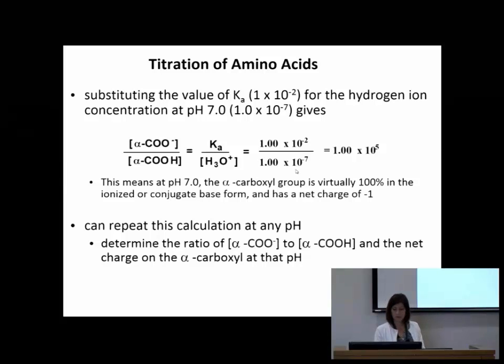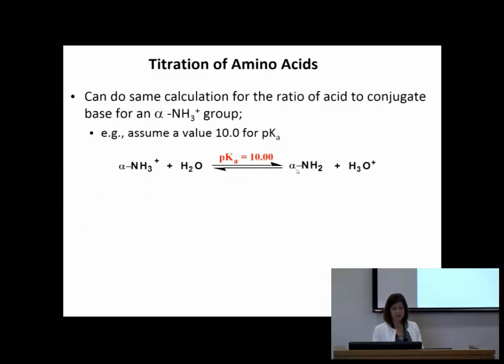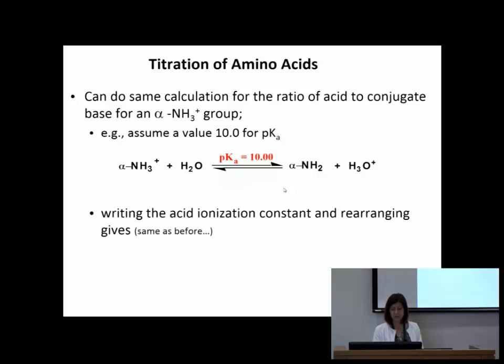We can do the same thing here for the amine. Let's say that the pKa is 10. We're just making that up. So here is the amine group on our amino acid. Here's the reaction when it donates the proton. And we're going to write the equilibrium constant and then divide by the hydronium ion. So here the ratio of base to acid is going to be the K over the hydronium ion concentration. It's the same as before.